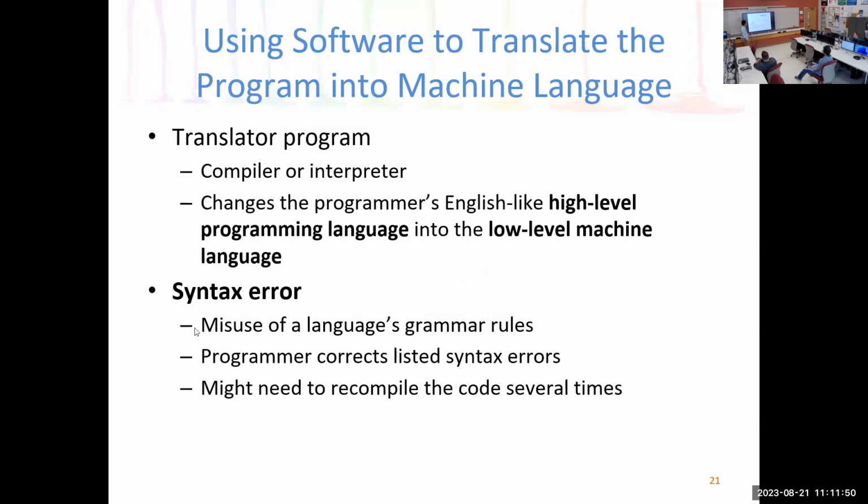Now we talk about using software to translate the program into machine language. You can have a translator program. It can be a compiler or an interpreter. I showed you already, right? With it you can translate the high-level programming language into the low-level machine language, because whenever you go with the high level, ultimately you have to translate it into machine language, because machine language is the only language a computer understands. Everything is 0 and 1. Also, I mention again the syntax error. A syntax error is something that stops the program and you have to find it and fix it.